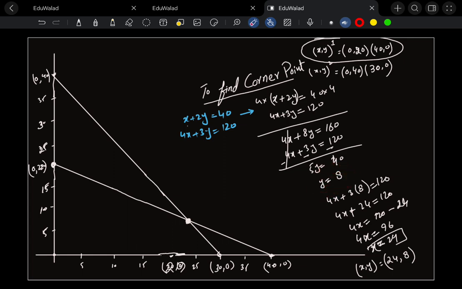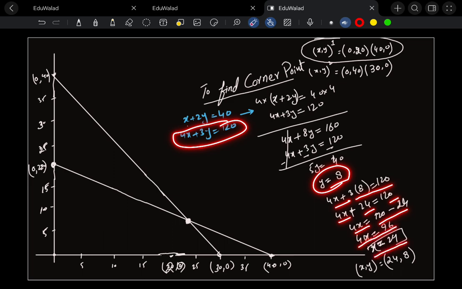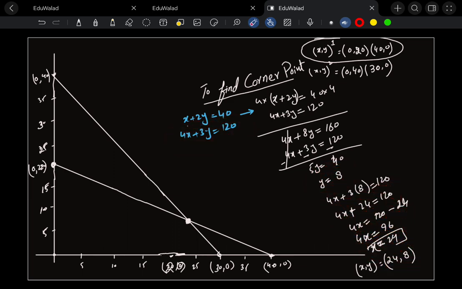And now put this value in any of the equations. So we put this value of y in the second equation here. So 4x plus 3 into 8 is equal to 120, 4x plus 24 is equal to 120, 4x is equal to 120 minus 24, 4x is equal to 96. So x becomes 24. So 24 and 8 is the point of intersection. So we have all these points.